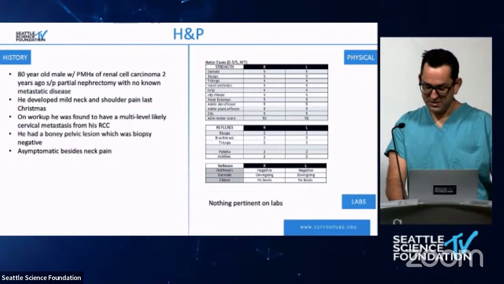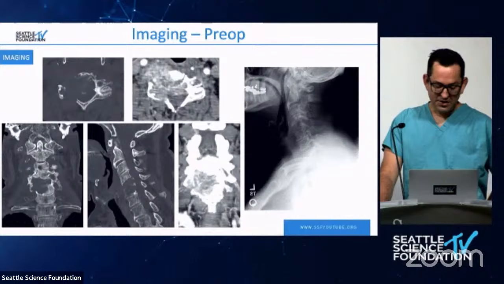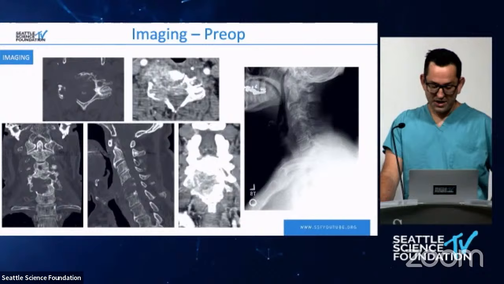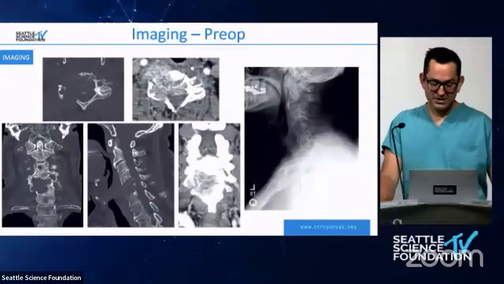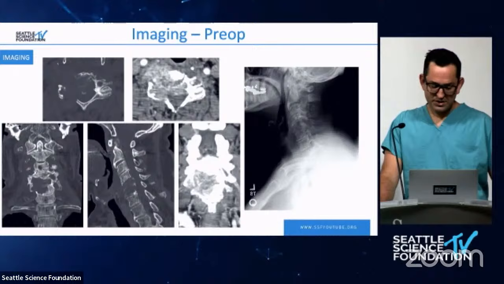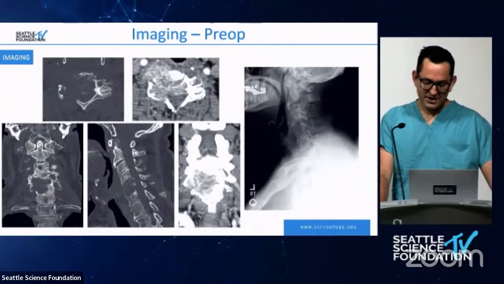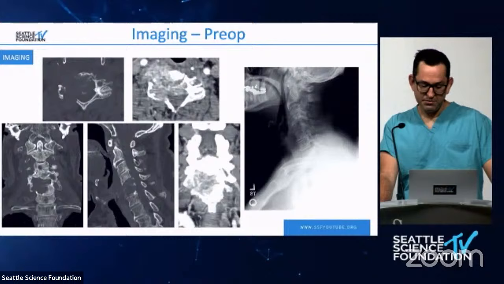Here you can see his imaging. On the left, you can see his CTs, showing a three-level vertebral body lytic renal cell metastasis, eccentric off to the right side, going into the vertebral artery region. You can see there on the CTA that the vertebral artery is pushed eccentrically off to the right side, lateral to the mass. However, there is some tumor that is going ventral to it and a little bit lateral to it as well.